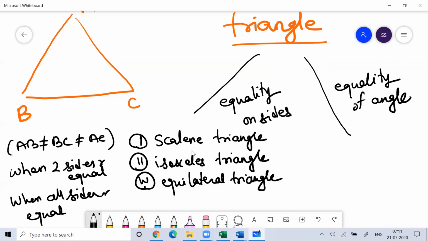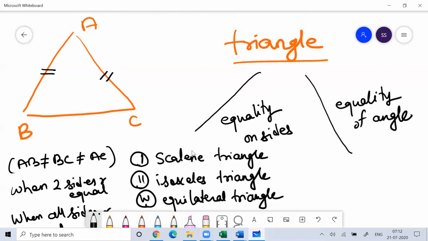But in the US, as per my knowledge, it is taught that isosceles is different from equilateral. Equilateral means all sides should be equal. Isosceles means two sides should be equal. So when we talk about isosceles, suppose this side and this side are equal, then automatically the angles opposite them will also be equal. And for scalene, no sides are equal, right? No sides are equal in a scalene triangle.